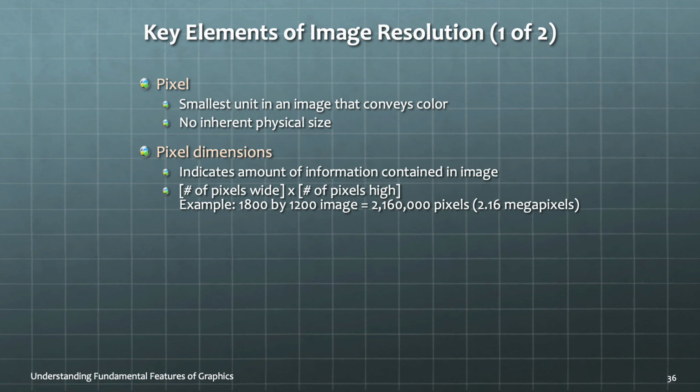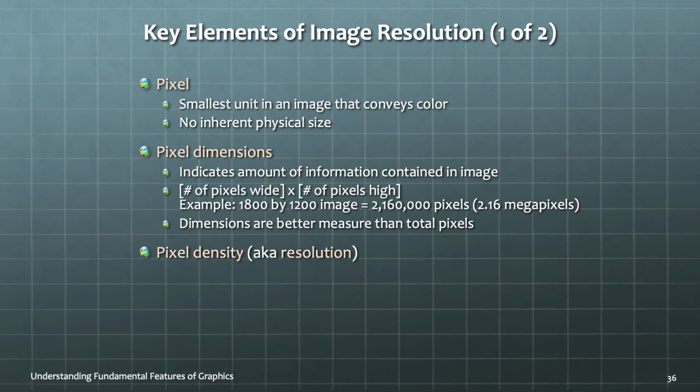For example, an image that is 1800 pixels wide multiplied by 1200 pixels high is 2,160,000 pixels, or 2.16 megapixels. That's essentially a measure of the amount of information contained in the image. Pixel dimensions are a better measure than total pixels, since dimensions indicate the aspect ratio of the image.